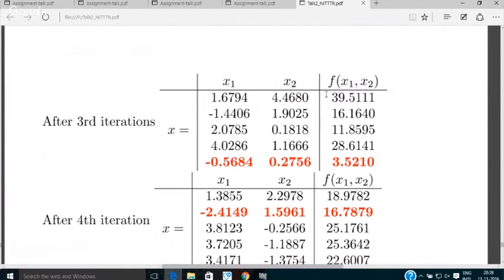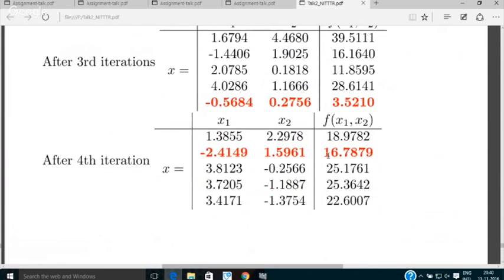I'm just summarizing all this in one table. This is my fitness value. The minimum among them is 3 point. This is my global best compared to the previous value. After the fourth iteration, now this is my global best. Now compare this with the previous value. The previous value is the minimum, so the global best remains the same.